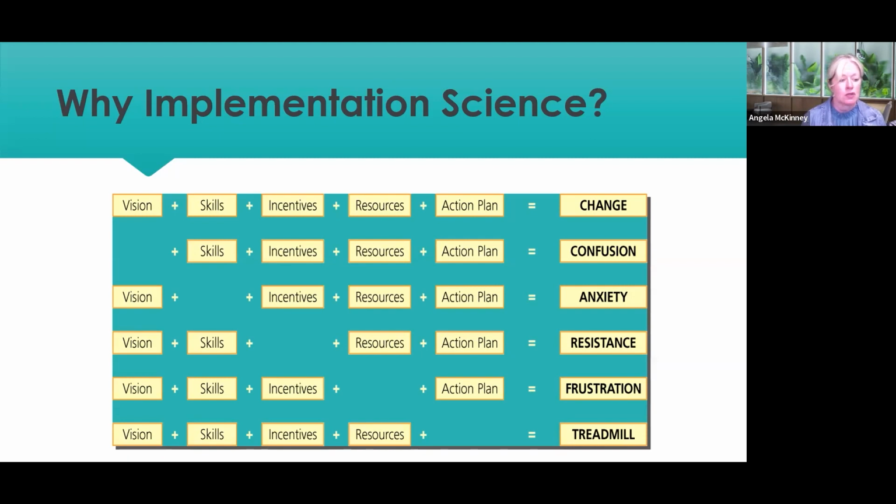Now, you can see from this chart that if we remove one of those elements, we end up with some problems, right? If we don't have a good vision of what this is, we end up with a system that has confusion. If we don't have the skill set, we get anxiety. If we don't have some sort of understanding of what the outcome or payoff is going to be, we're going to have resistance. Absolutely, we would. If we don't have the resources, you have a system that has frustration. And if we don't have an action plan, it's kind of like running on a treadmill.